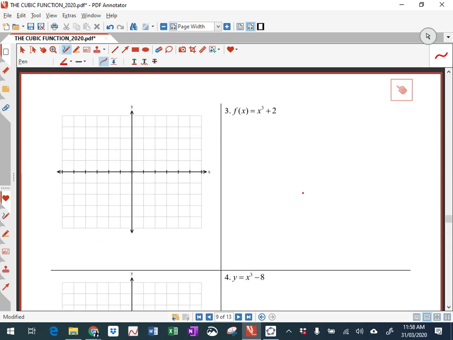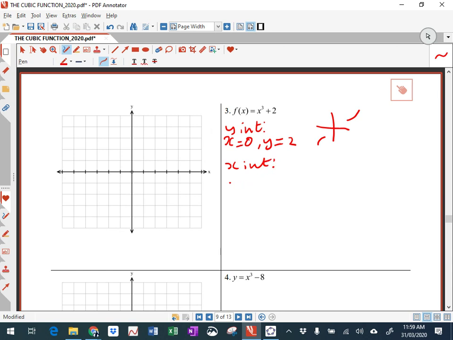Now, straight away, if I'm looking at x cubed here, I notice that the coefficient is positive. That means that I'm starting in the third quadrant and finishing in the first. I notice also that I can find the intercepts. If I sub in x equals 0, what do I get? I get y equals 2. So that's the y-intercept. Now what about the x-intercept?